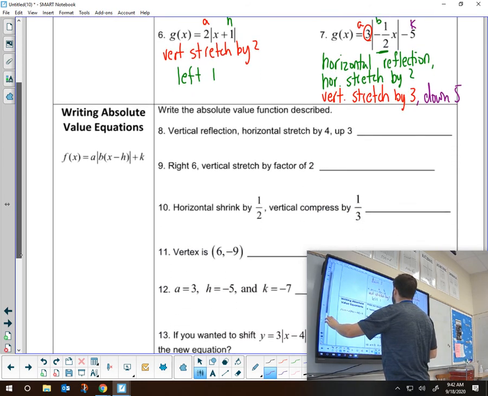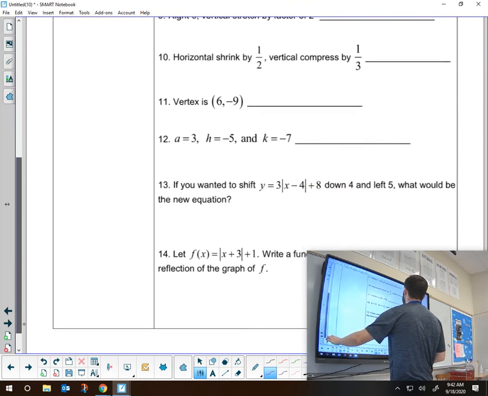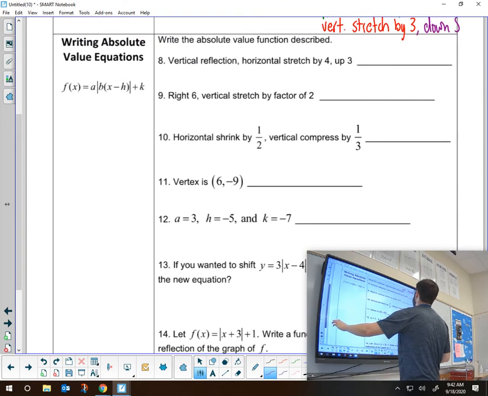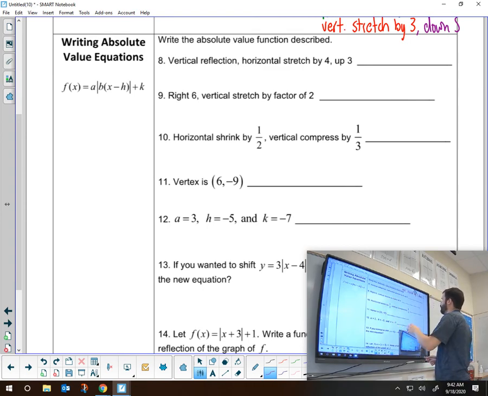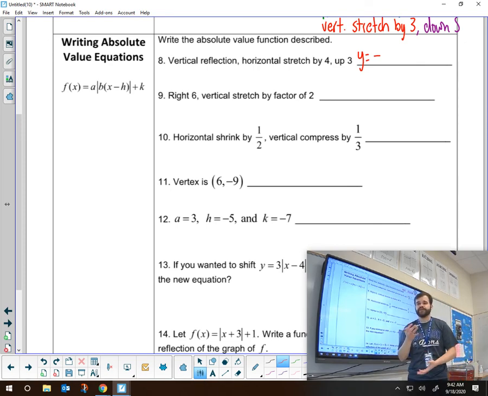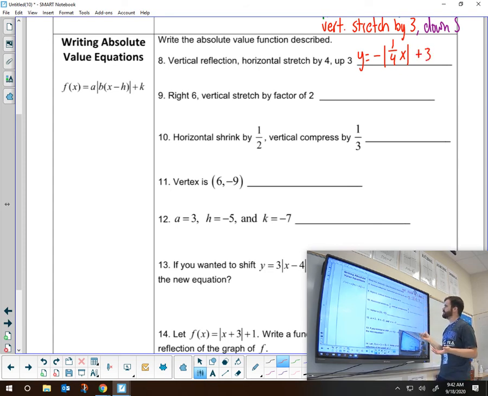All right, let's take a look here at 8, 9, 10, 11, 12. We might skip some of these as we go through. So for 8, we have a vertical reflection and a horizontal stretch by 4 and up 3. And we're going to write the function for this. A vertical reflection means I'm going to have a negative a. So let's start off with that: y equals negative a. Then a horizontal stretch by 4. Remember, since it's on the inside, since it's my b, it's going to be backwards. So this is going to be 1/4 on the inside of my absolute value. And then we're going to go up 3 on the end. Hey, that's pretty easy. Just plus 3.